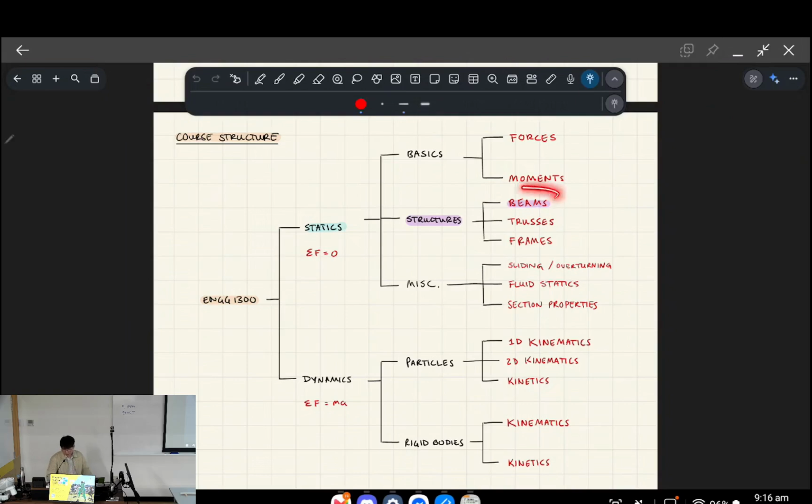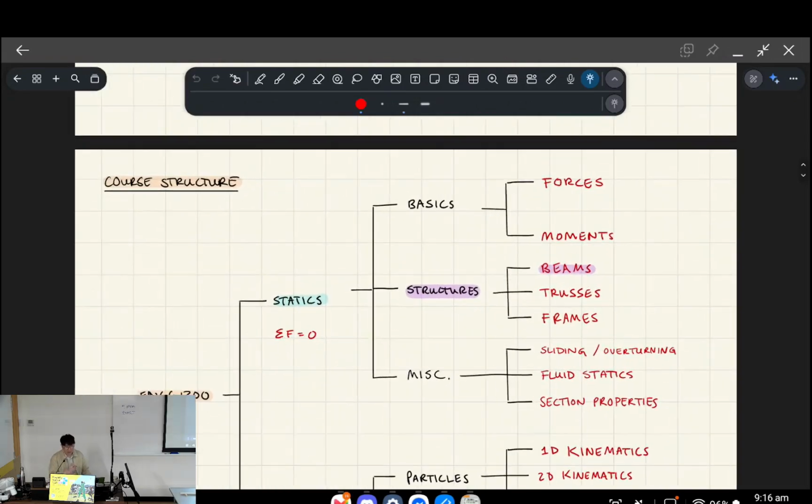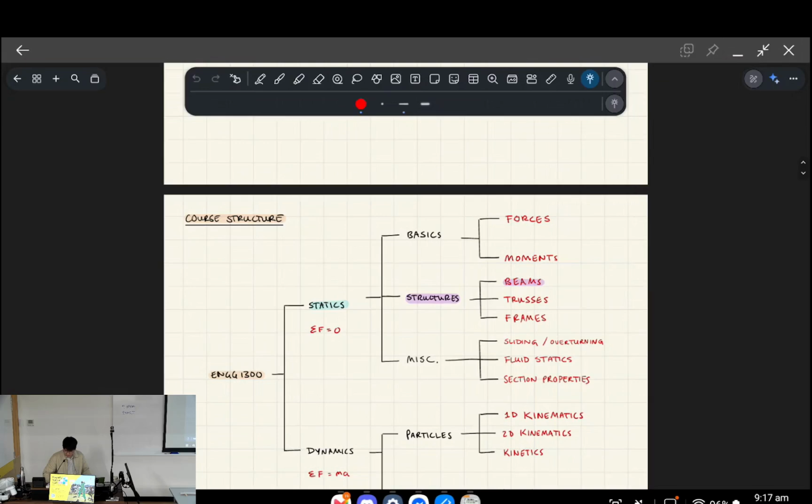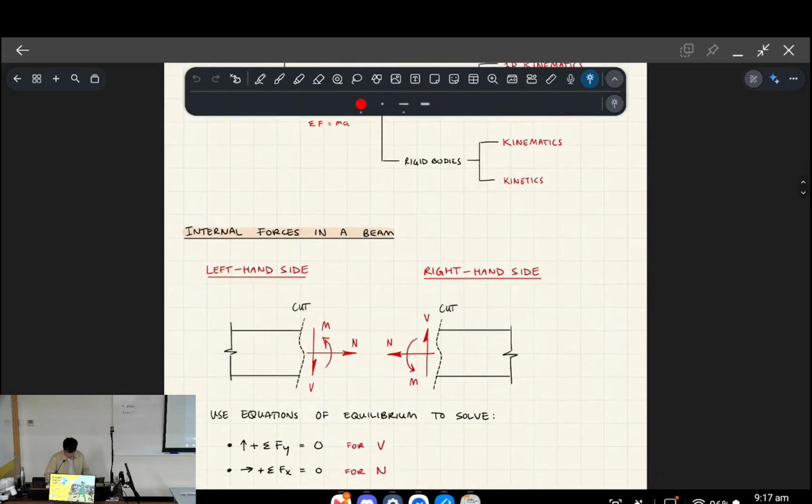But today we're going to talk about a practical application within the realm of structures, and today we'll be specifically focusing on beams. This will give you more context on how we can use forces and moments and static equilibrium in an applied way, I guess. So that's what we'll be covering today.